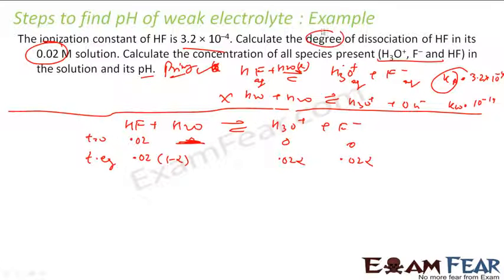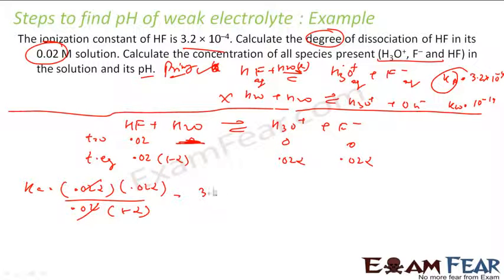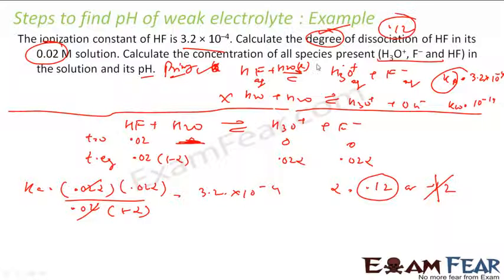Because we have to find the degree of dissociation alpha, we want to find K. K is 0.02 alpha into 0.02 alpha, divided by 0.02 into 1 minus alpha. This cancels, and the value is given as 3.2 into 10 to the power minus 4. Solving, you get alpha as 0.12 or minus 0.12. A negative alpha is not possible, so ignore it. Alpha is 0.12, so my degree of dissociation is 0.12, and this is my answer.